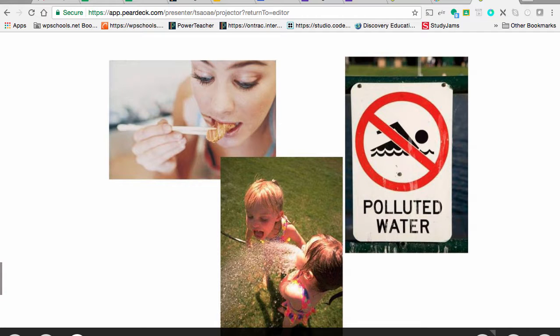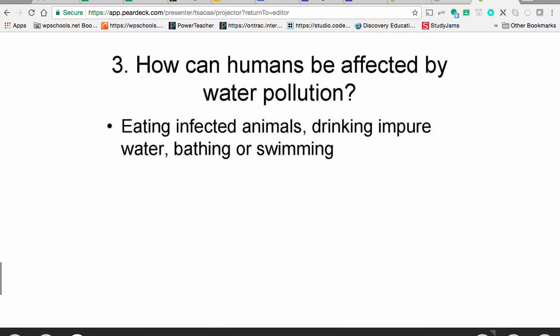So how do we get harmed by it? We could eat infected animals, we could drink contaminated water, and we could swim or bathe in polluted water. So humans can be affected by water pollution by eating infected animals, drinking impure water, and bathing or swimming in it.